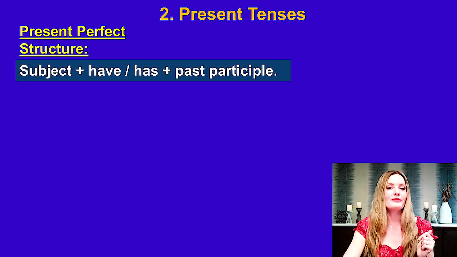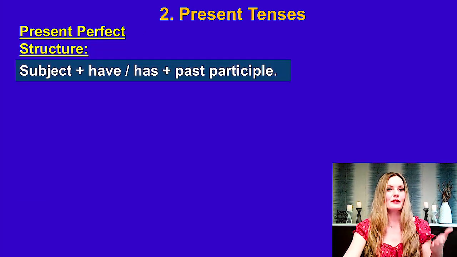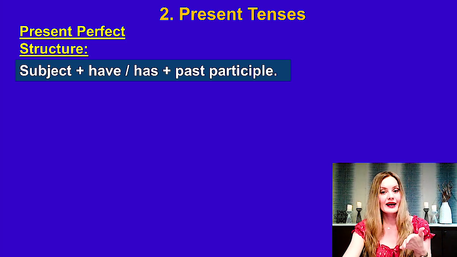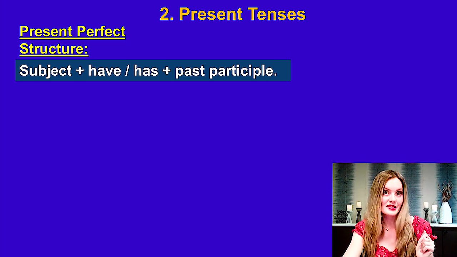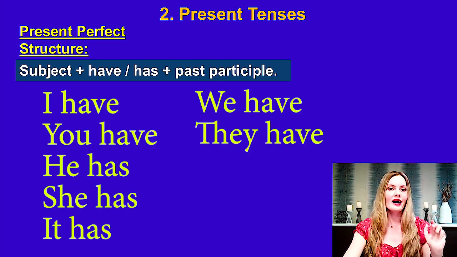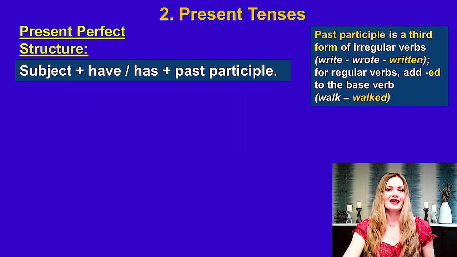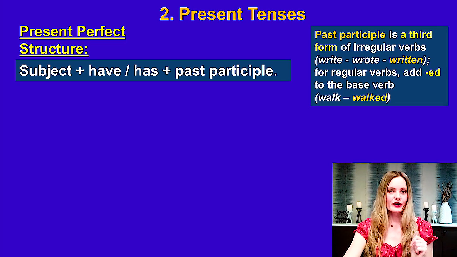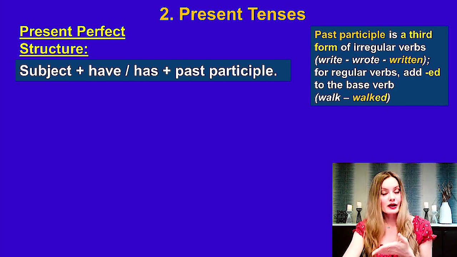The structure of present perfect. So we use subject plus have or has plus past participle. We use have with I, you, we, they, and we use has with he, she, it. Now you may ask me, what is a past participle? Past participle is the third form of irregular verbs.